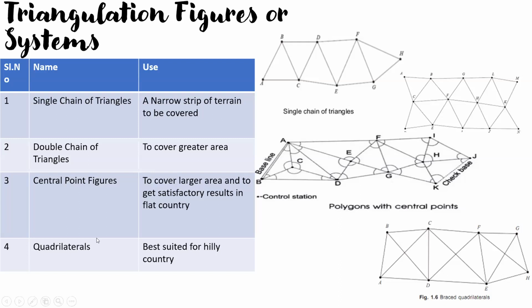Now coming to quadrilaterals. The quadrilaterals with four corner stations and observed diagonal form the best figure. They are best suited for hilly countries since the computed lengths of the sides can be carried through the system of different combinations of sides and angles. The system is most accurate.